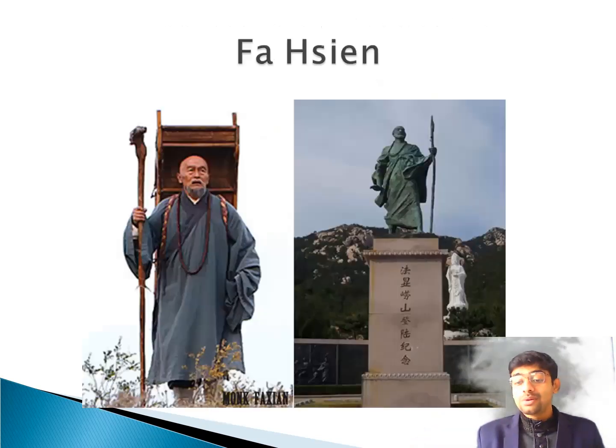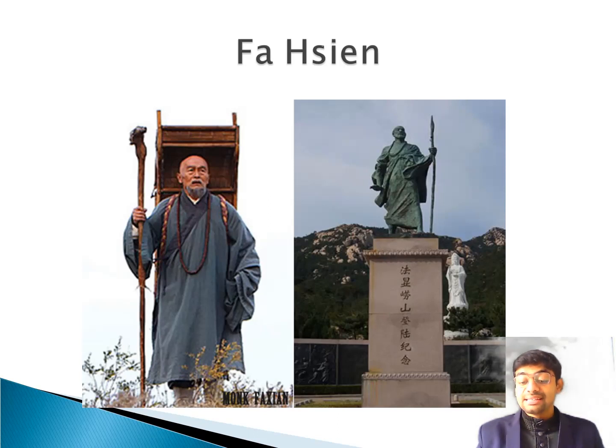Now we will talk about an international Chinese traveler. His name is Fa Hsien. In his accounts of his experience in India, Fa Hsien wrote about Chandragupta II and his kingdom. The capital Pataliputra had stately palaces and buildings. Roads were well maintained, safe and comfortable.